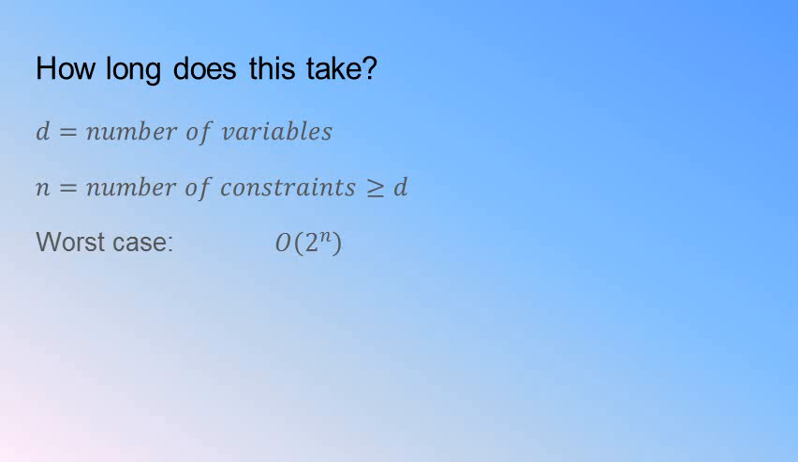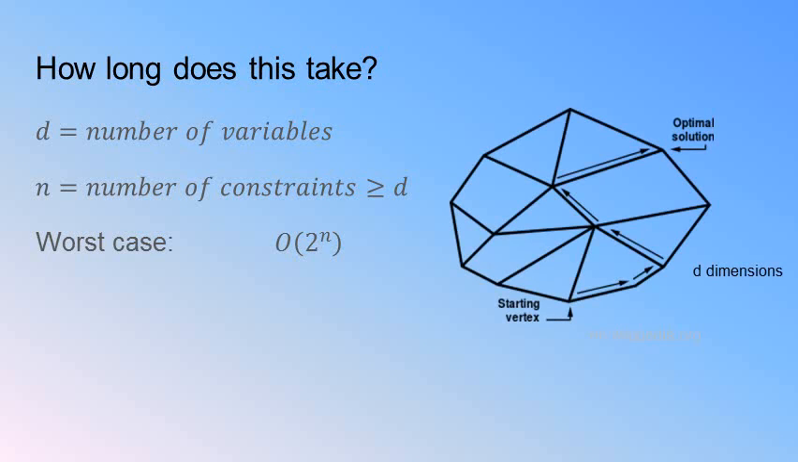This is because, in geometric terms, simplex works by moving from vertex to vertex of a polytope in d dimensions, where each vertex represents a feasible solution of the linear program, until it finds an optimal solution. This polytope can have a maximum of 2 to the n vertices, and so simplex can have up to 2 to the n iterations. However, most of the time, simplex will, in practice, run in polynomial time.